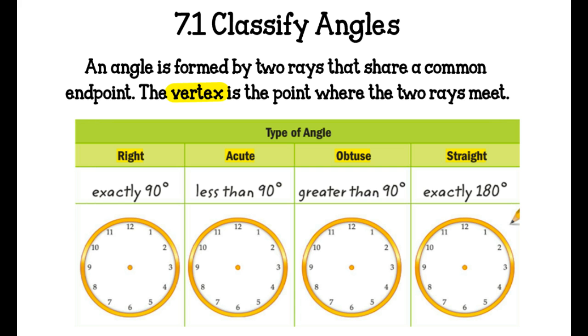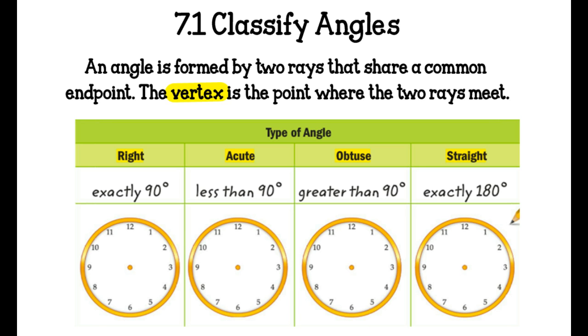Okay, an acute angle is an angle that is less than 90 degrees. There are lots of different times that you could do this, so I'm just going to give you a couple of examples. You could look at 1 o'clock being less than 90. You could look at 2 o'clock, and so forth. As long as it is less than that 90-degree angle, it is an acute angle.